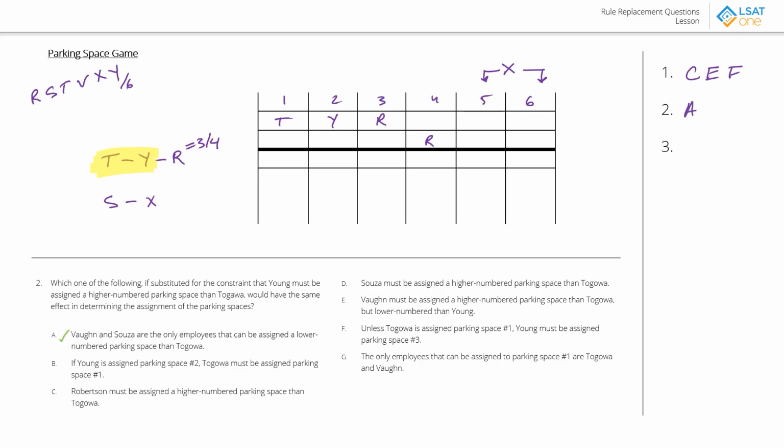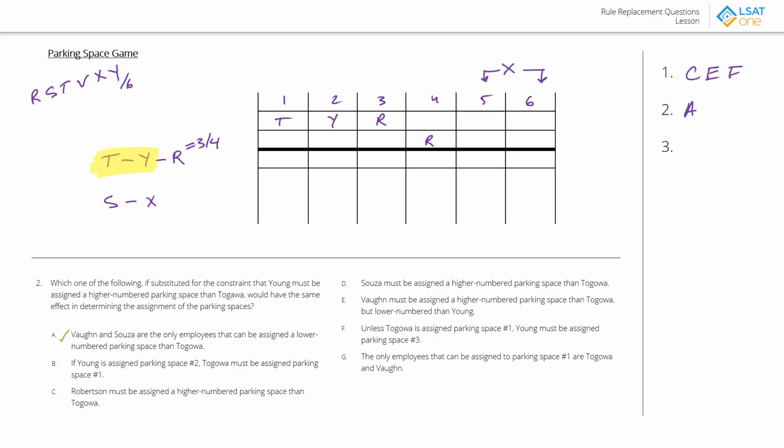If Y is assigned to parking space 2, then T has to go to parking space 1. Well, one thing that should kind of concern you right away is this only tells you what happens if Y is in 2. Now, according to B, if Y is in 2, then T would be in 1, which is great. It would ensure that T would go before Y. And technically, that also had to be true, because if Y is in 2, it's always true that T would have to go into 1.